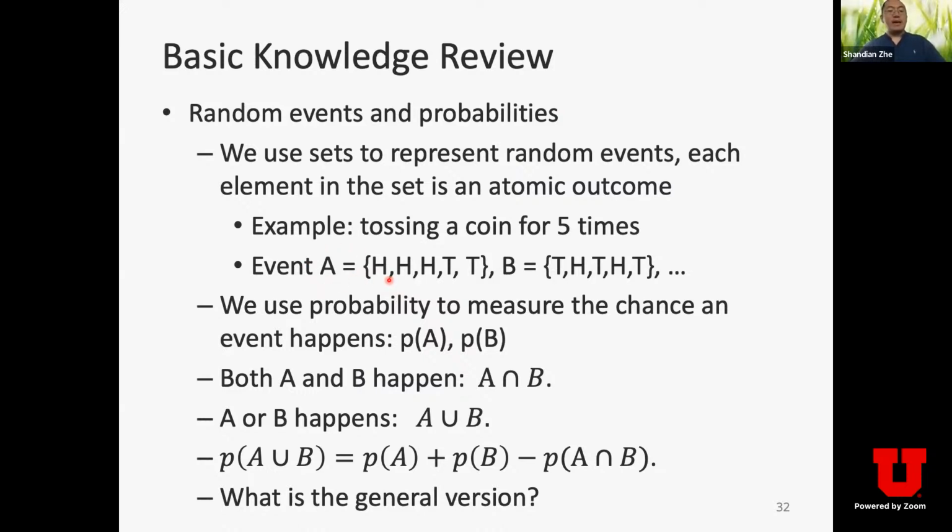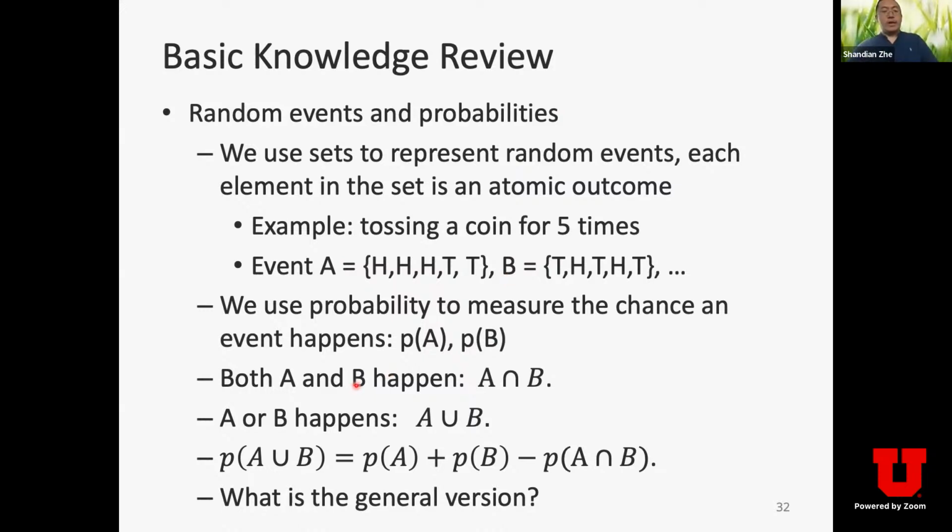So we can represent event A, 3H and 2T, meaning 3 heads and 2 tails, and B, like 3 tails and 2 heads, right? Once we have such a mathematical representation of events, we can assign a probability to measure the chance that the event happens, right? So we assign a probability over A, meaning I'm going to assign a number between 0 and 1, indicating the chance that this particular event A happens, and likewise the chance that event B happens, right? And given those set representations, we can use set operations to compose more complicated events, right?